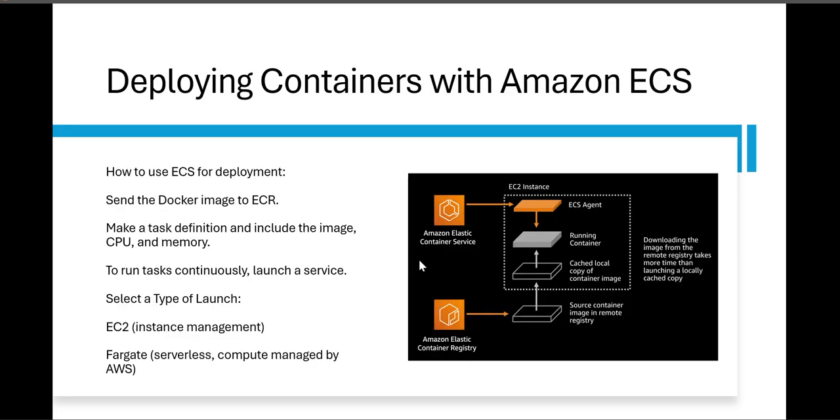The third one is deploying containers with Amazon ECS. Here you can see the diagram of deploying containers with Amazon ECS, how it works and how to use ECS for deployment. Send the Docker image to ECR, make the task definitions and include the image, CPU, and memory. To run tasks continuously, launch a service and select the launch type: EC2 for instance management, or Fargate, a serverless compute type managed by AWS.